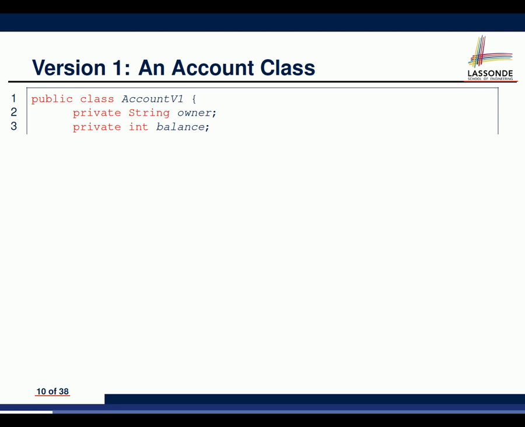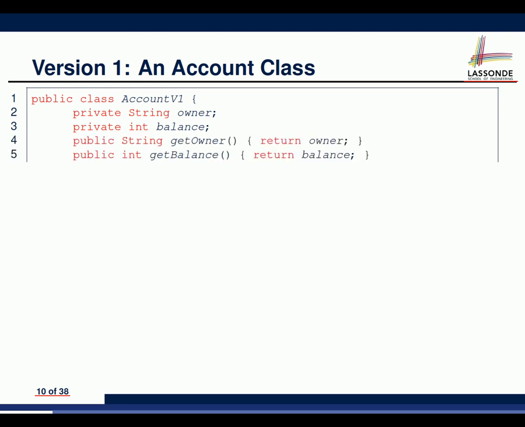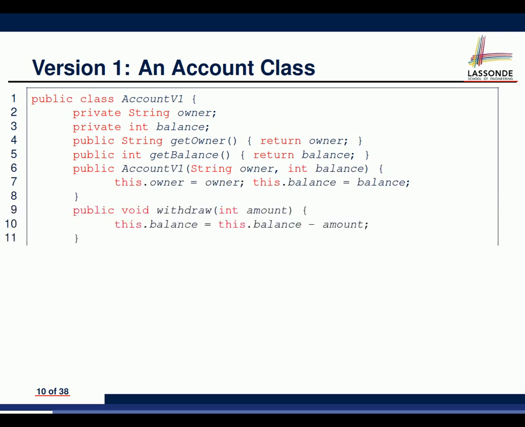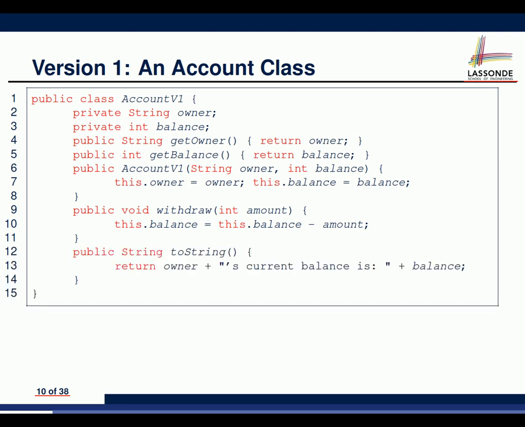AccountV1, version 1. We have an owner and a balance, so that satisfies requirement 1, right? We have accessor methods, getOwner and getBalance. And we have a constructor here, which takes an owner and a balance. Then withdraw, which will simply subtract the amount from the balance, and a toString method. Criticism?